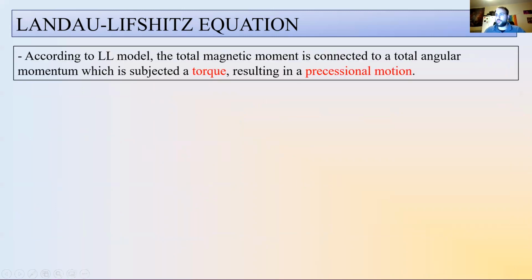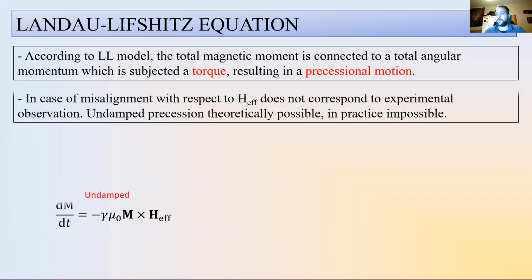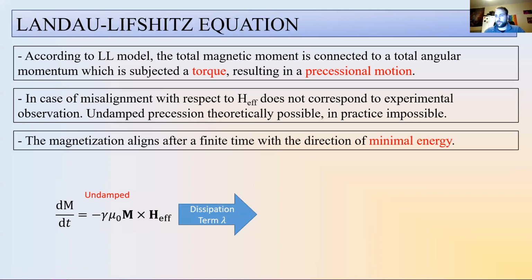So according to the LL model, the magnetic moment is connected to a total angular momentum, which is subjected to a torque resulting in a precessional motion. So a misalignment with respect to the effective field does not correspond to experimental observation. Undamped precession is theoretically possible, but in practice impossible. So the magnetization aligns after a finite time, according to experimental observation, with the direction of the minimal energy.